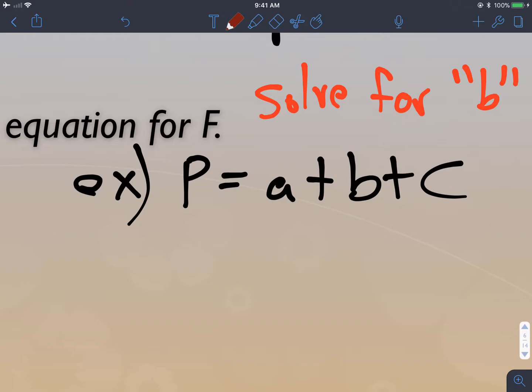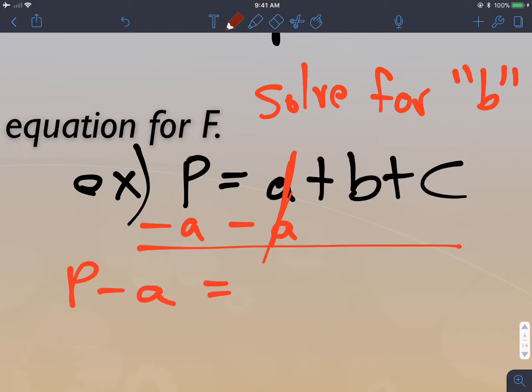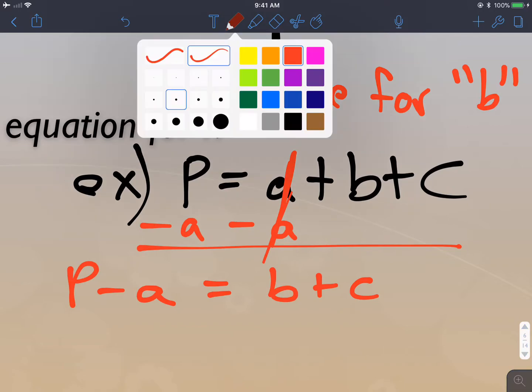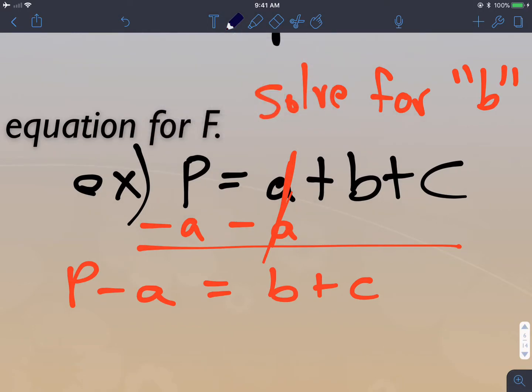I still want to get B by itself. So if I subtract A from both sides, the right-hand side, I get a 0 because it cancels. But I have to now write this as P minus A, because letters don't go together, right? It's the same thing as writing that. I just didn't put them together.